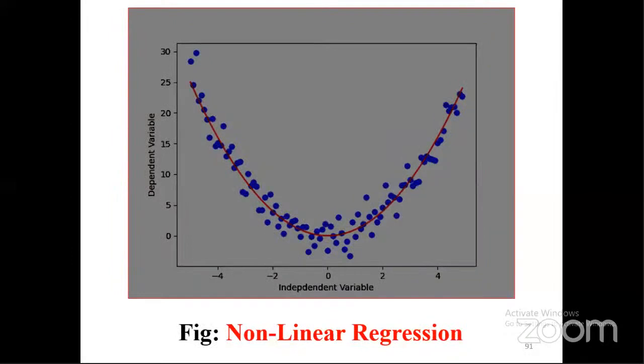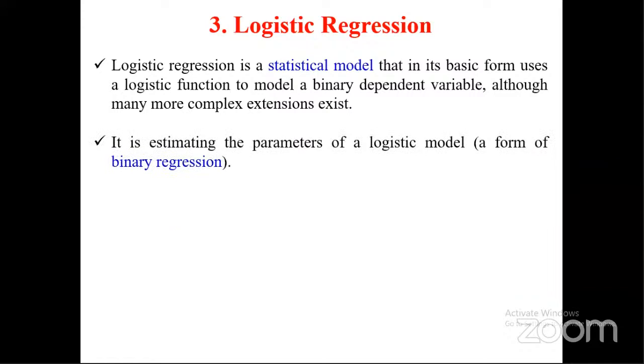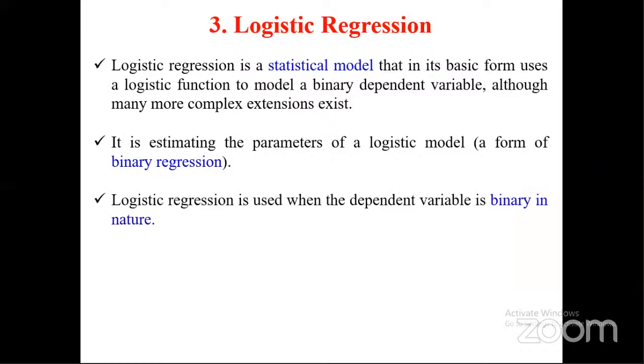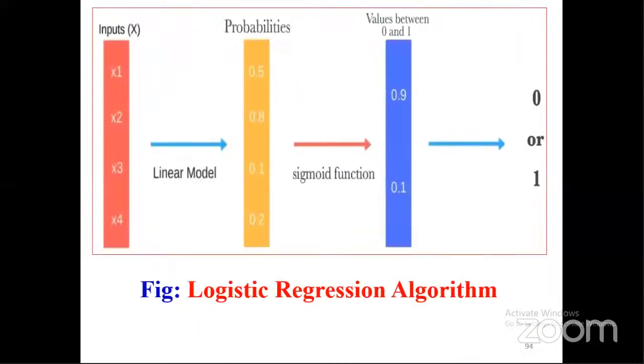Again, I'm going to execute in a command prompt one more, logistic regression. Logistic regression is a statistical model that in its basic form uses a logistic function to model a binary dependent variable, although many more complex extensions exist. This is the formula we have used in logistic. The difference between linear regression and logistic regression: the logistic regression algorithm derives 0 or 1 finally.